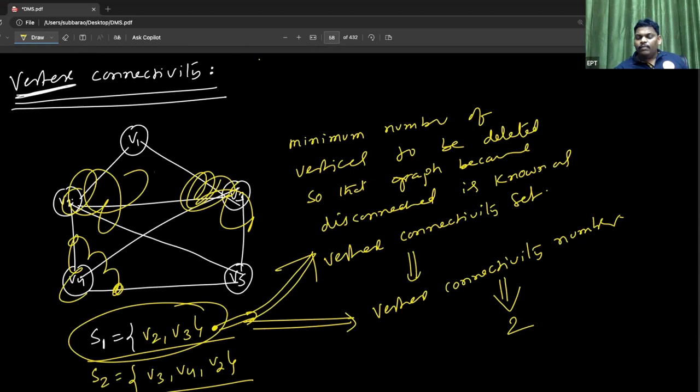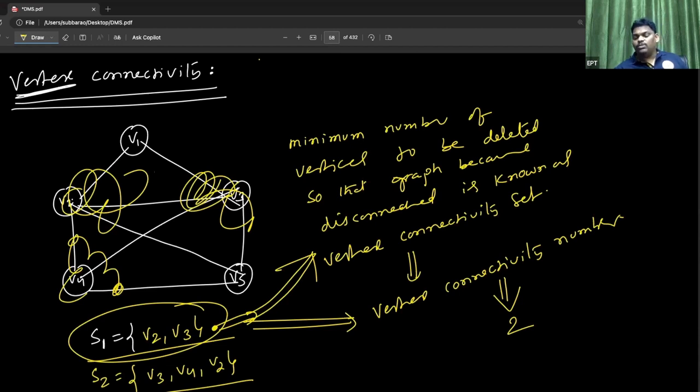For this problem, the answer is 1 if the graph contains a cut vertex. Am I right or wrong? Minimum number of vertices to be deleted so that the graph becomes disconnected is known as the vertex connectivity number. That set is called the vertex connectivity set. If a graph contains a cut vertex, one vertex is enough. Please be careful.